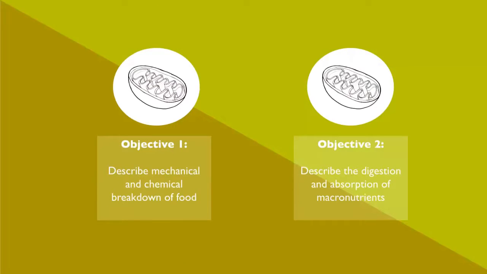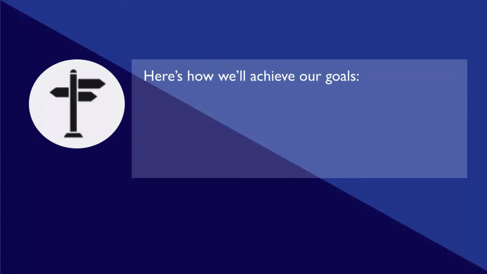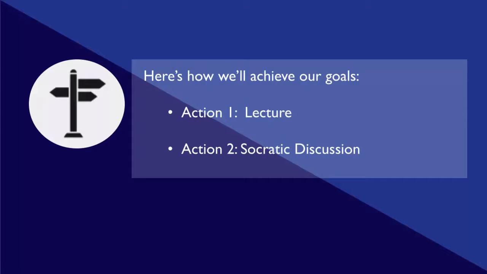At the end of this lesson, students should be able to describe the mechanical and chemical breakdown of food, and to describe the digestion and absorption of macronutrients. We'll achieve these goals by having a lecture and a Socratic discussion.